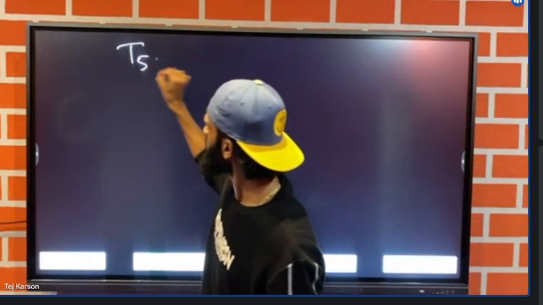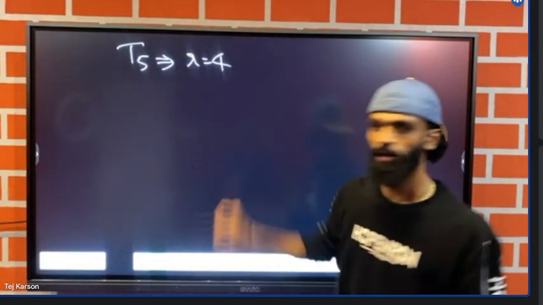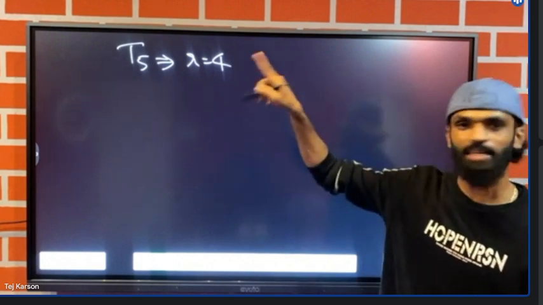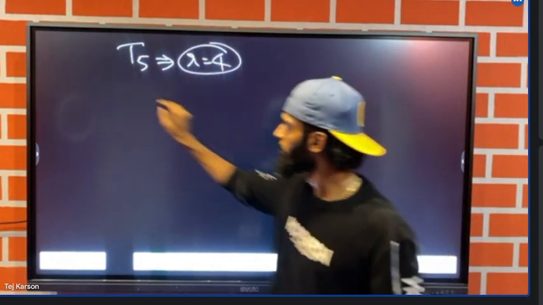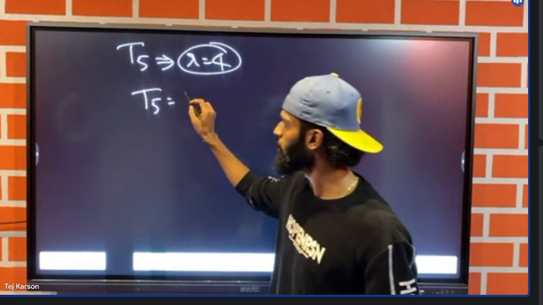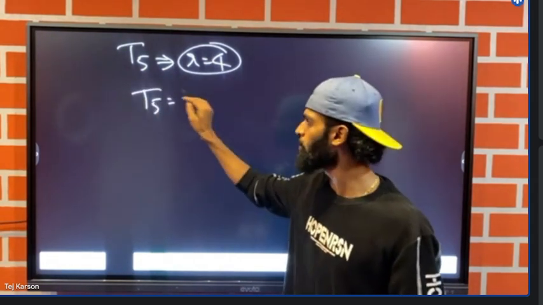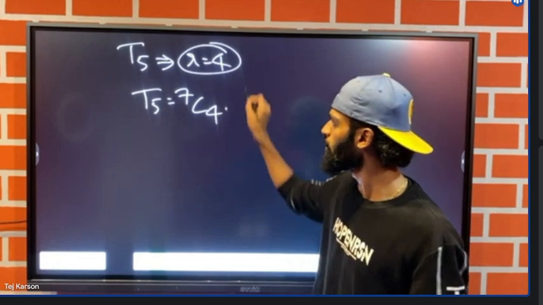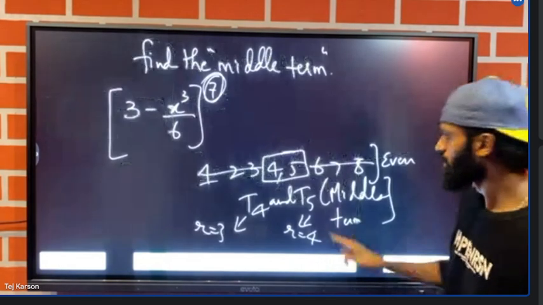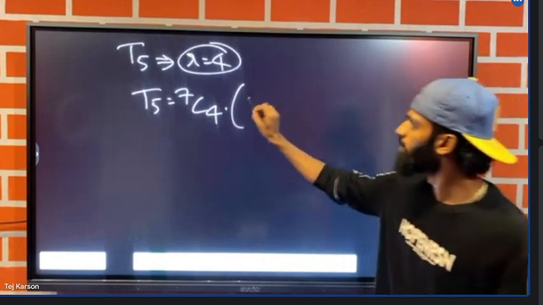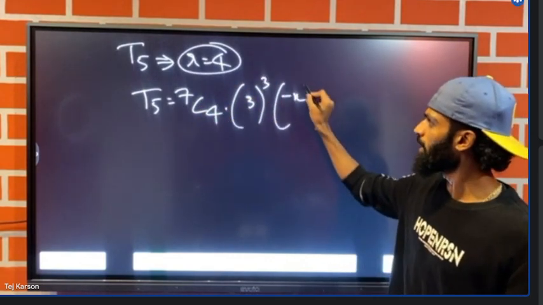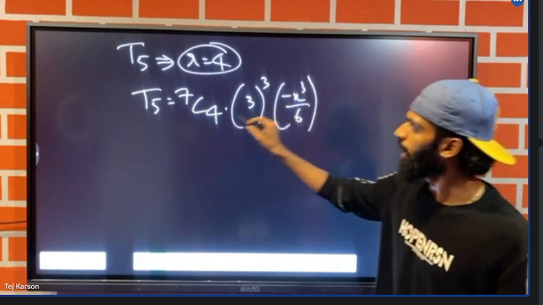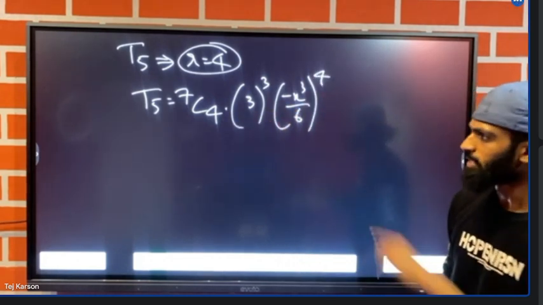I'm supposed to find the T5 term here. Same concept. For T5, the value of r will be equal to 4. The logic is you obviously know, 1 less than the answer. So if the term is 5, 1 less than it will be the value for r. So I'll write the formula again. T5 will be equal to nCr. In this question, the value of n was 7. C, r is 4, into first term in this question is 3, to the power n minus r, 7 minus 4 is 3, into minus x cube by 6 to the power r, 4.